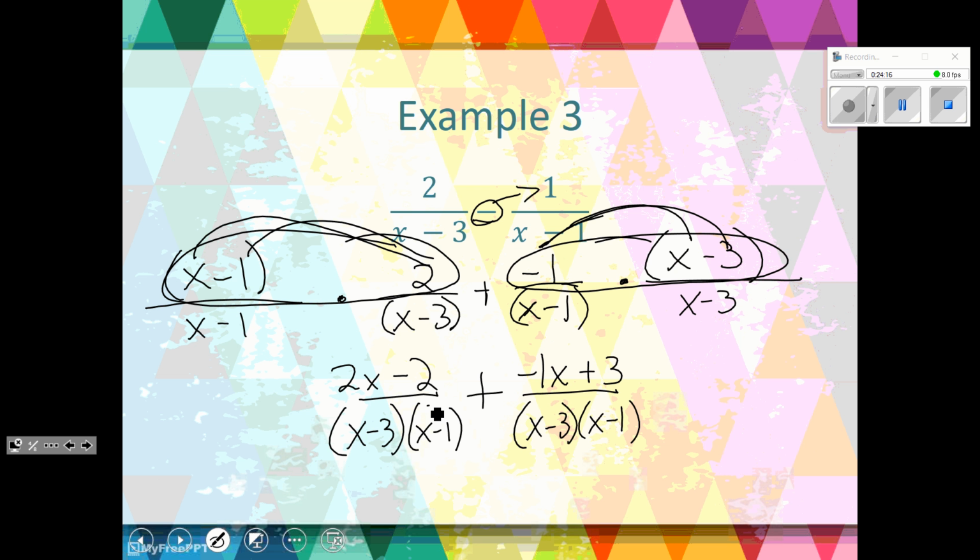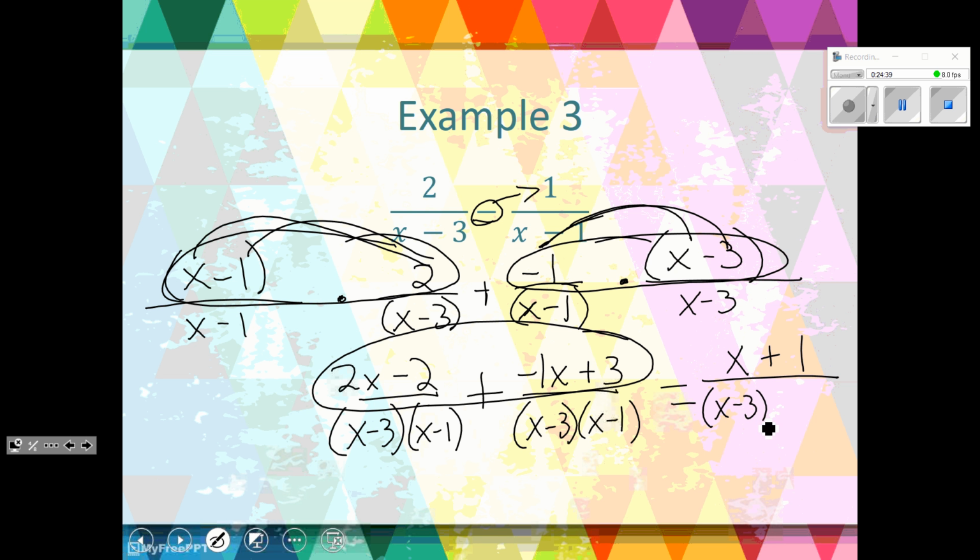Okay, so let's add these together. Let's add what matches. What matches? 2x and negative 1x. So when I add 2x and negative 1x, what do we get? X. What's negative 2 and positive 3? Plus 1. Over, and just leave this in factored form, x minus 3 times x minus 1. You don't need to FOIL it out. You don't need to multiply it out. Does that make sense? You work the numerator, add the numerator, but you just leave the common denominator in factors. Okay?